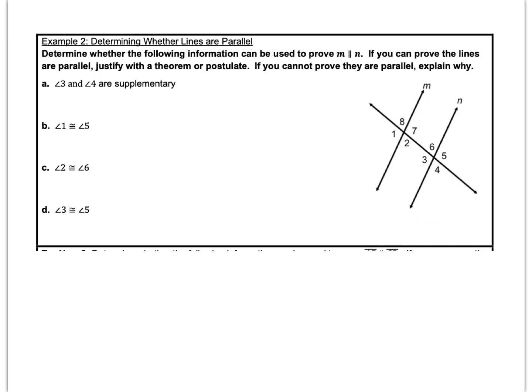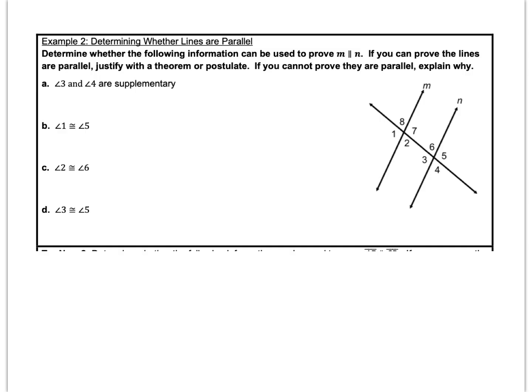For this next example, we're going to determine whether the information given is enough information to prove that two lines are parallel. So in this case, we're going to see, do we have enough information to prove that M is parallel to N? If we can prove that the lines are parallel, we'll justify it with one of our converse theorems or postulates. And if we can't prove that they're parallel, then we'll explain why.